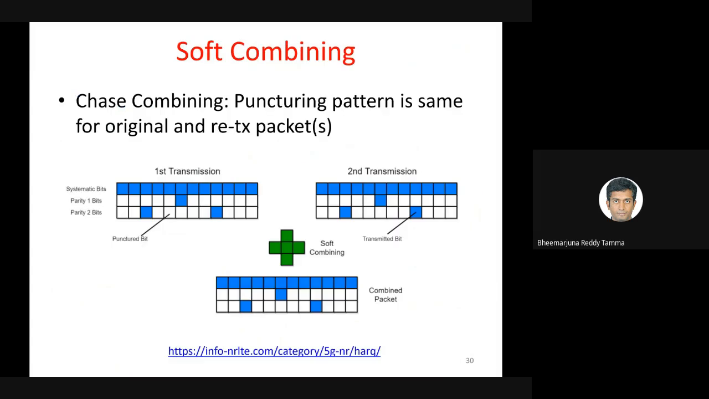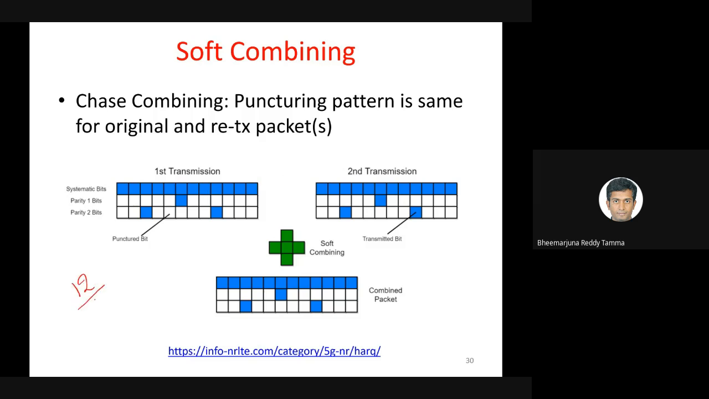There are actually two kinds of soft combining in the literature. The first one is a very simple one, called chase combining, where the puncturing pattern is the same for the original packet and for the retransmitted packet. Look at this example. The first transmission has 1, 2, 3, 4, 5, 6, 7, 8, 9, 10, yeah, 12. So there are 12 original bits.